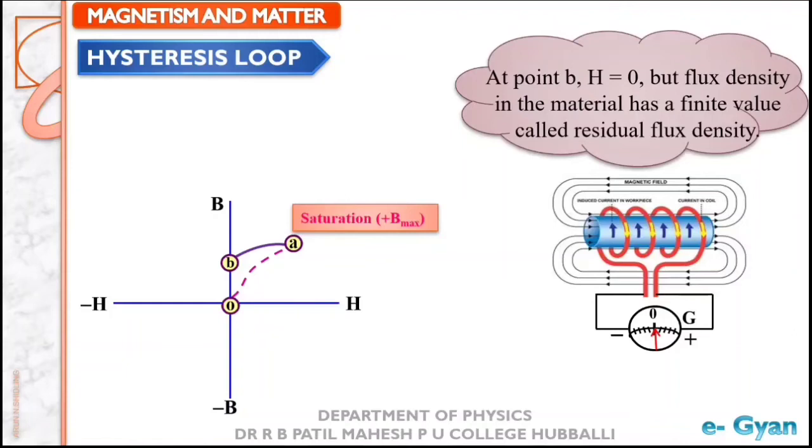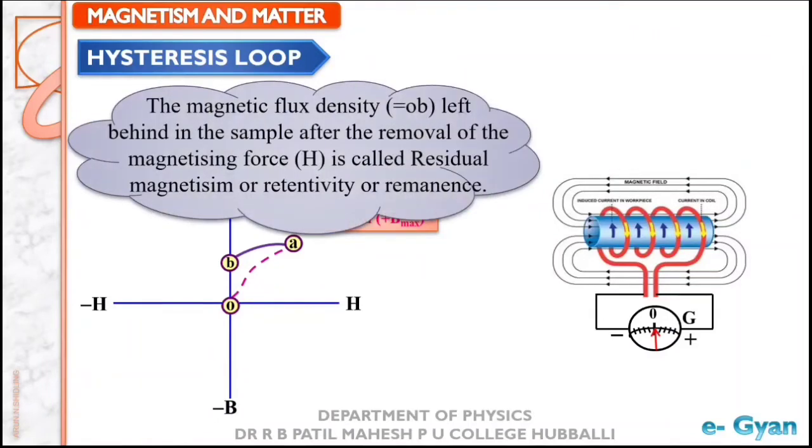So at point B, H is equal to 0. Since current is 0, there is no magnetic intensity. But we see that the material has got some finite value of induction in it. So we call this the residual flux density. This magnetic flux density left behind in the sample after removal of the magnetizing force H is called residual magnetism, or generally retentivity or remanence. So this point is the retentivity.